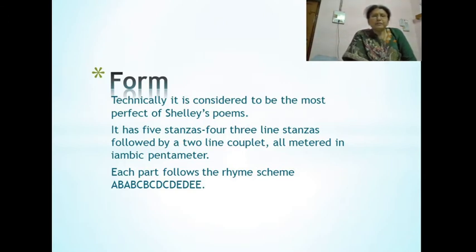Each part follows the rhyme scheme. You have to look into it very carefully. ABA, BCB, CDC, DED, and finally EE. That is the form of the poem, and there is this uniformity. The poem is laden with wonderful imagery. That is what makes it such a rich poem.